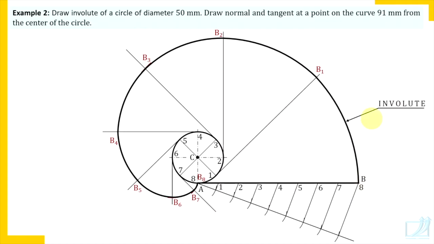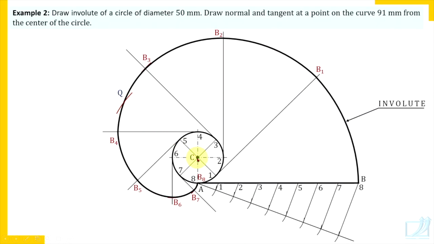Now, we want to draw normal and tangent at a point on the curve 91 mm from the center of the circle. So first of all, take distance 91 mm in compass. And with that 91 mm distance in compass, from the center of the circle, you cut the curve and label that point of intersection as Q. So this point Q is 91 mm from the center.